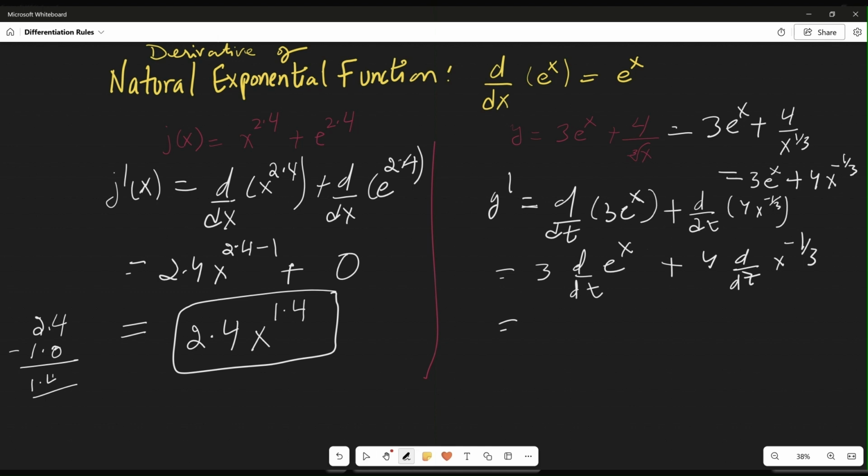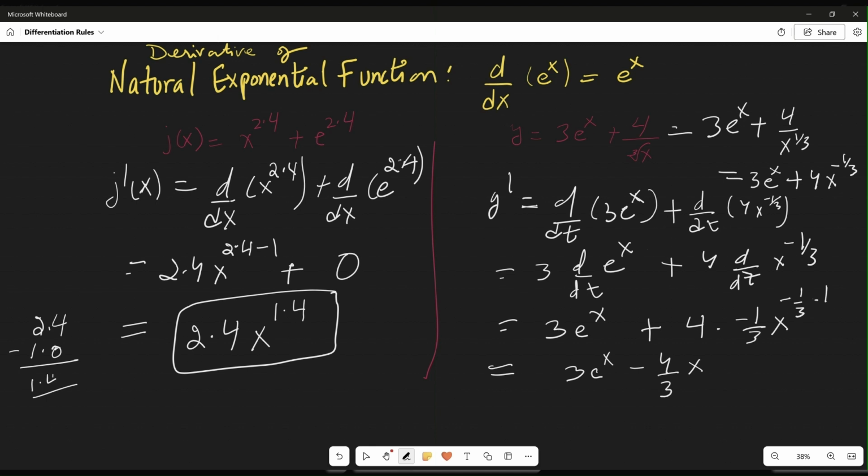Okay, now we know that this is a derivative of exponential function e to the x, which is simply just e to the x plus 4 times applying the power rule here. Bring down the power in multiplication to this variable x raised to the negative 1 over 3 minus 1. So what we end up with 3 e to the x minus 4 times negative 1 over 3 is minus 4 over 3 x to the negative 1 over 3 minus 1.